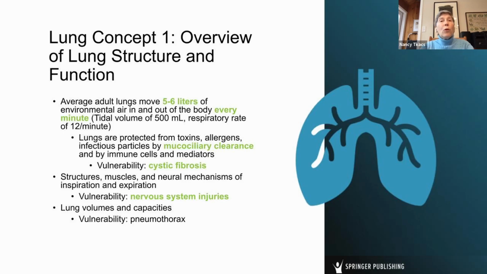So let's move into the first lung concept, an overview of lung structure and function. In the average adult male, there's a movement of 5 to 6 liters of environmental air in and out of the body every minute. That's if you have a tidal volume of 500 milliliters and a respiratory rate around 12 breaths per minute.